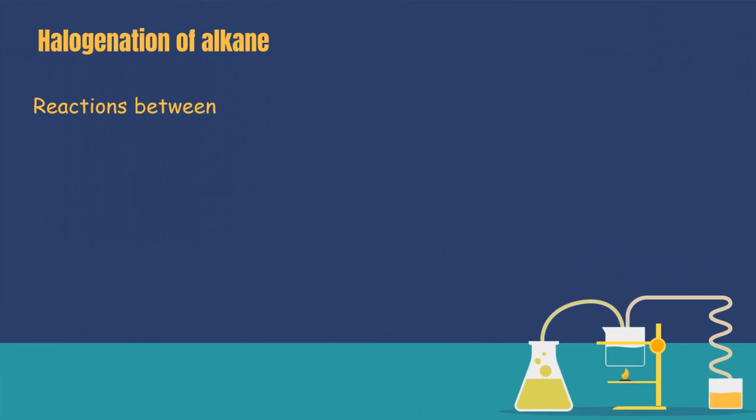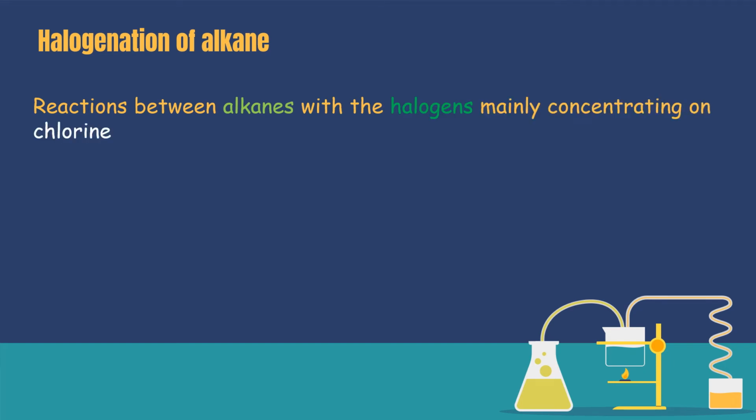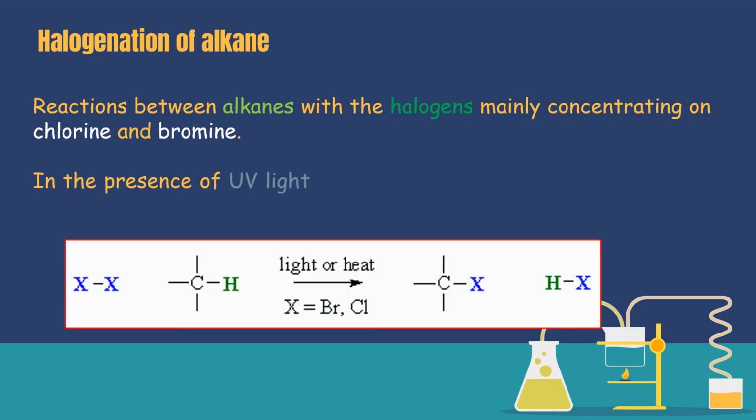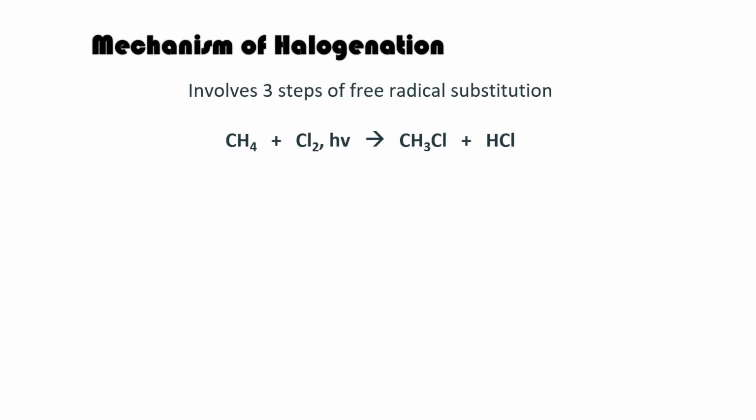Halogenation of alkanes is the reaction between alkanes and halogens, mainly chlorine and bromine, in the presence of UV light or high temperature to form haloalkane. The mechanism of halogenation involves 3 steps of free radical substitution.